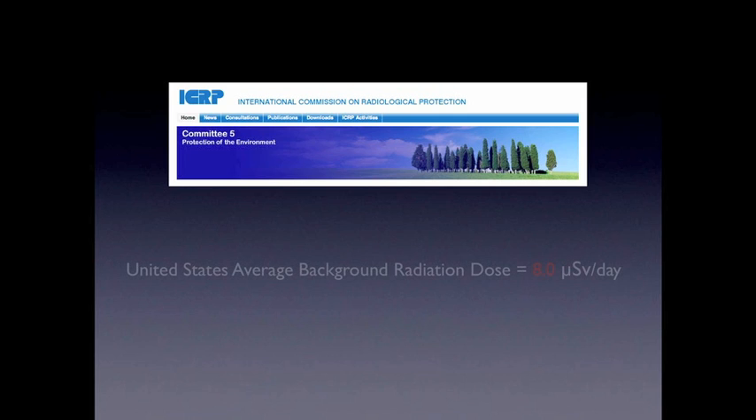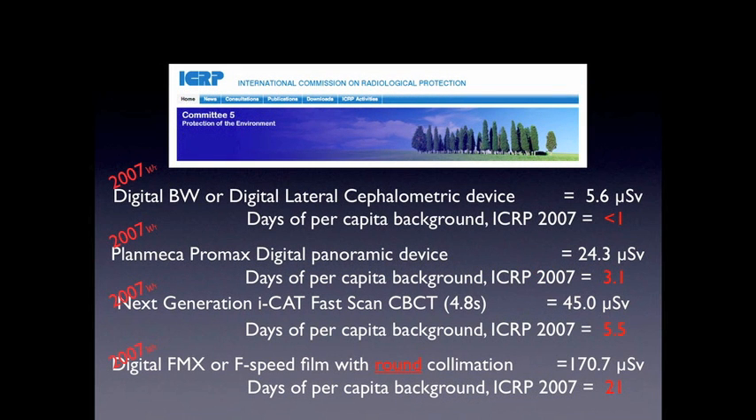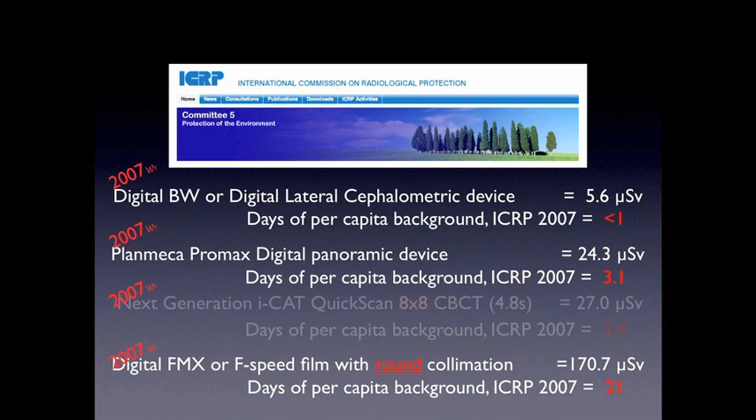And if we're just simply doing a panoramic or a dental arch scan, that's considerably lower. Now compare that, of course, to the background dose exposure of 8 microsieverts a day, which we covered in the last podcast. And if you look at it just in terms of per capita of background exposure, the quick scan of 4.8 seconds is now very closely approaching that of the panoramic X-ray. And again, it's about 1/4 of the exposure for a conventional series of dental X-rays.